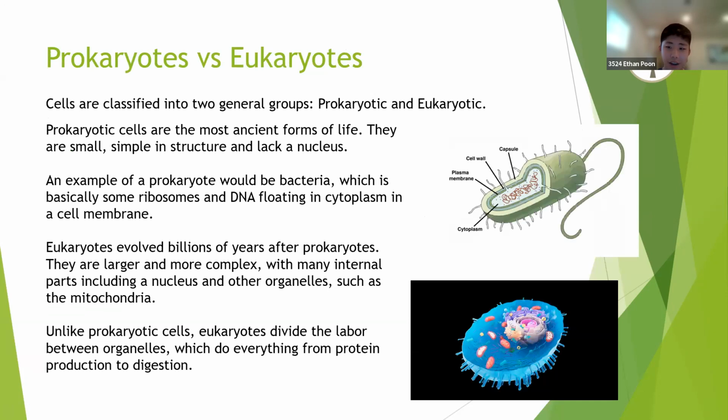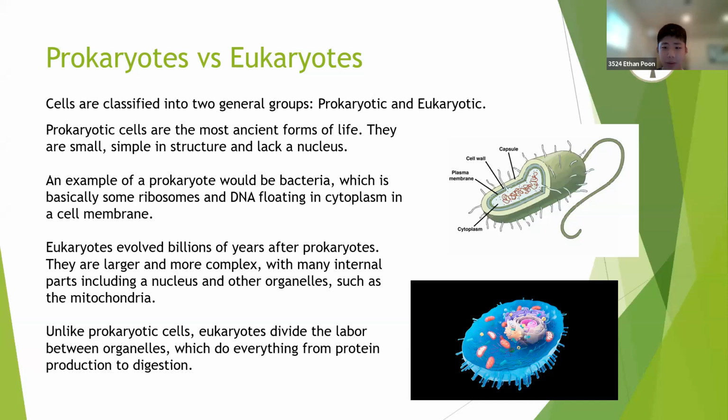All right, so prokaryotes and eukaryotes. Cells are classified into two very general groups, called prokaryotic and eukaryotic. Prokaryotic cells are what the first cells were. They're the most ancient forms of life, literally billions and billions of years old. They're super small, simple in structure, and they don't have a nucleus.